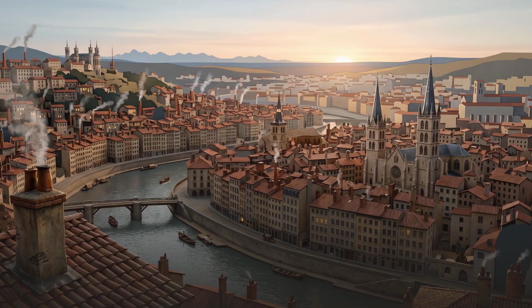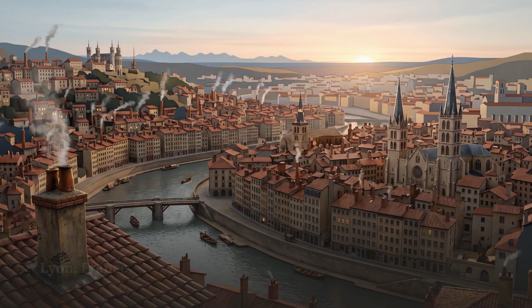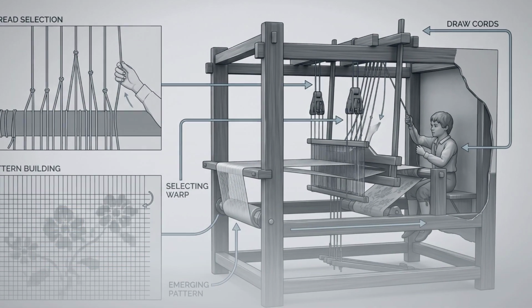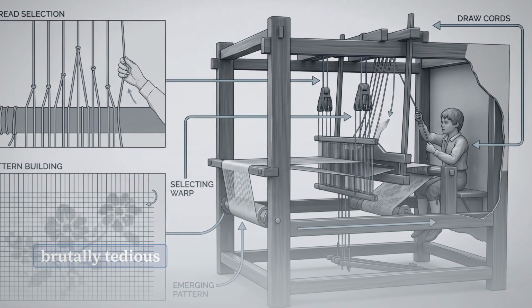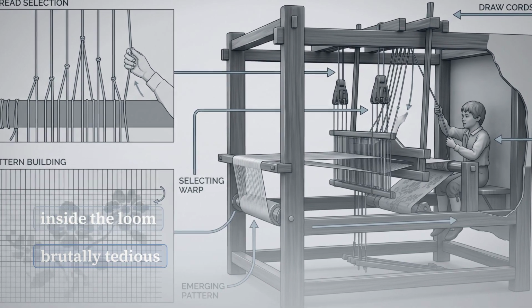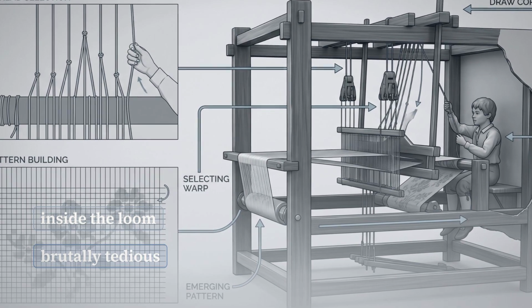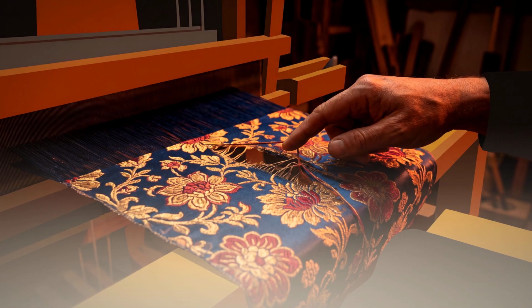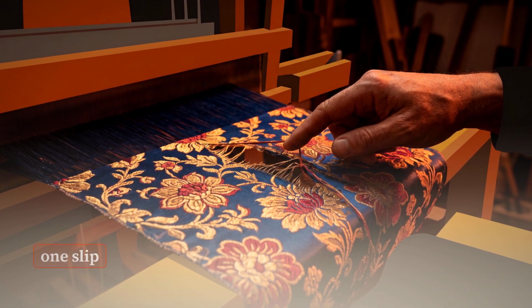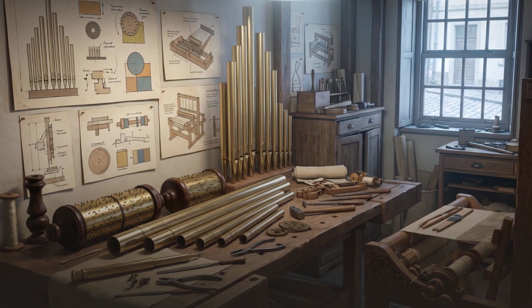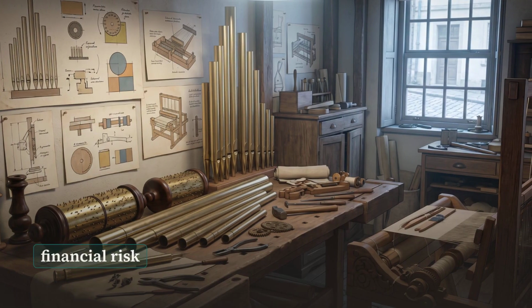So to really get this, you have to mentally put yourself in Lyon, France, around 1725. Yeah, weaving patterned silk back then was just brutally tedious. I mean, imagine being a young boy sitting inside this massive loom, manually picking and lifting individual silk threads for every single row of a complex floral pattern. That sounds slow and exhausting, and I'm guessing one slip of the hand basically ruins the entire expensive fabric. Completely ruins it. And that massive financial risk is what really drove innovation.